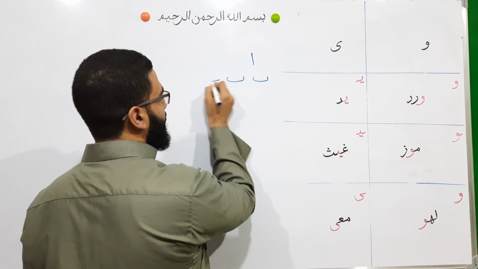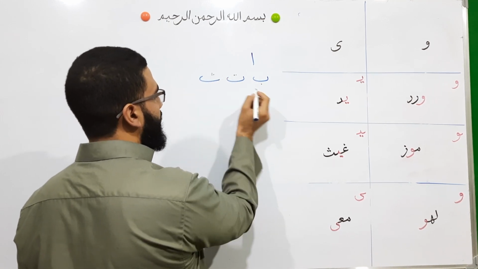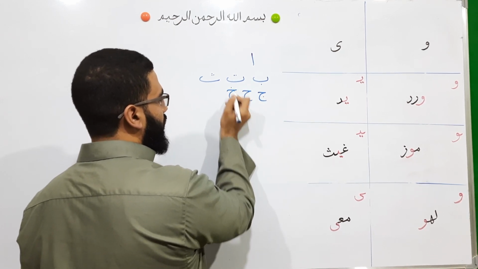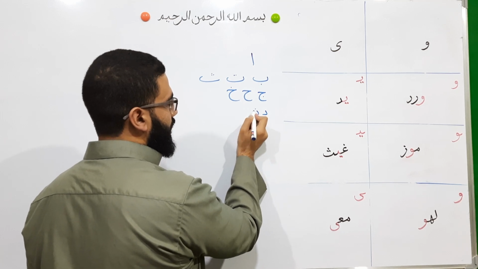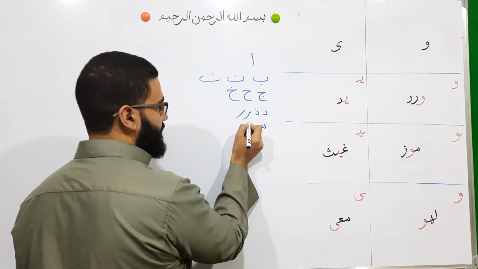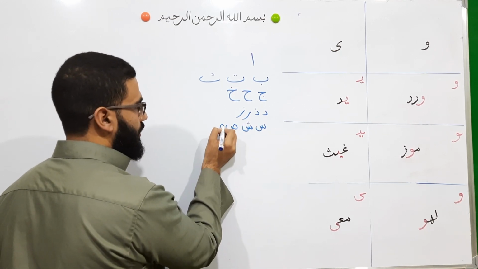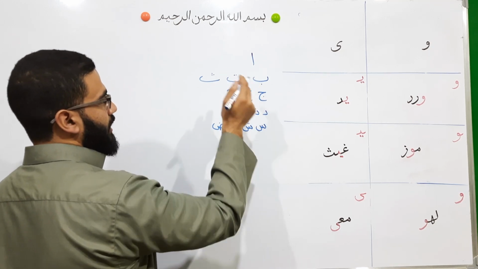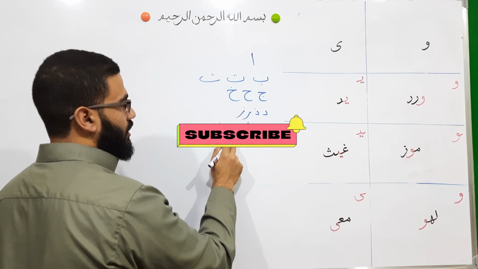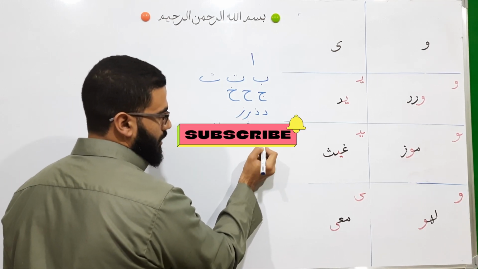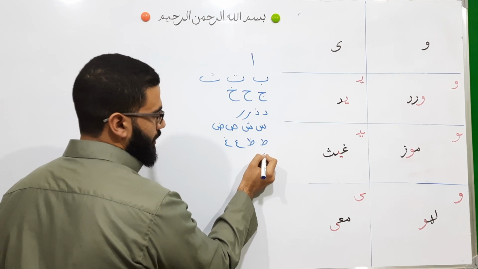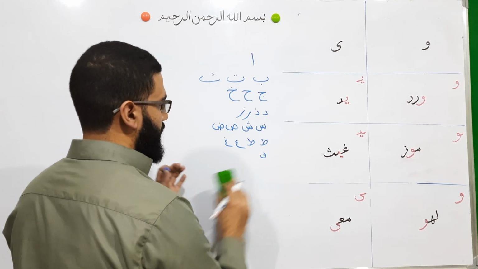Alif, ba, ta, tha, jim, ha, kha, jim, ha, kha, dal, dhal, ra, zay, sin, shin, sad, dad, alif, ba, ta, tha, jim, ha, kha, dal, dhal, ra, zay, sin, shin, sad, dad, ta, dha, ayn, ghayn, fa. It's not like that. Fa.